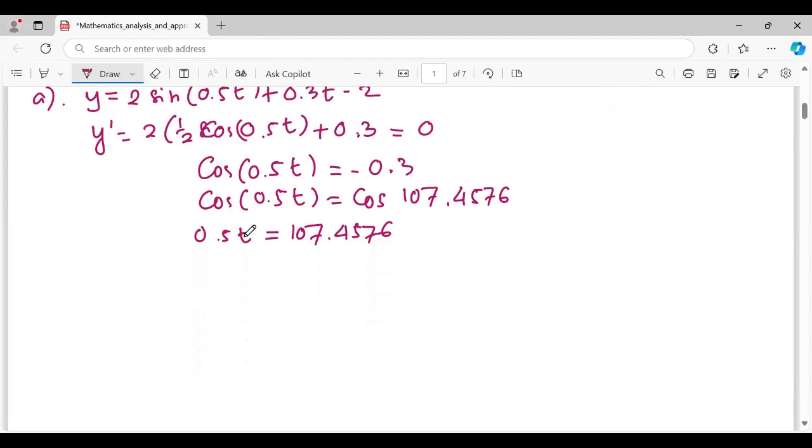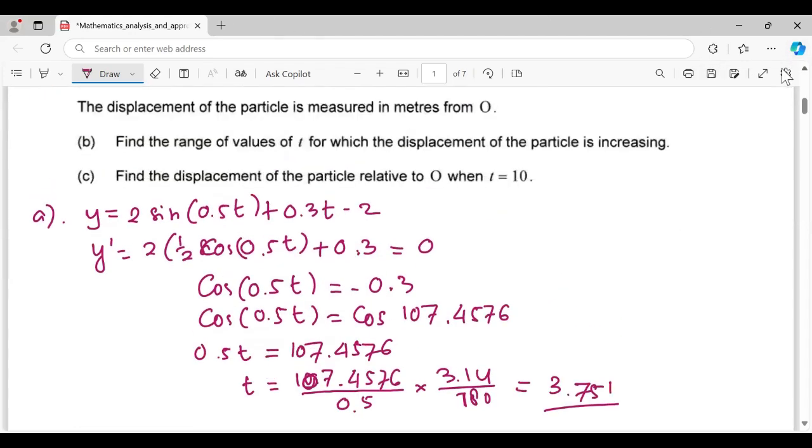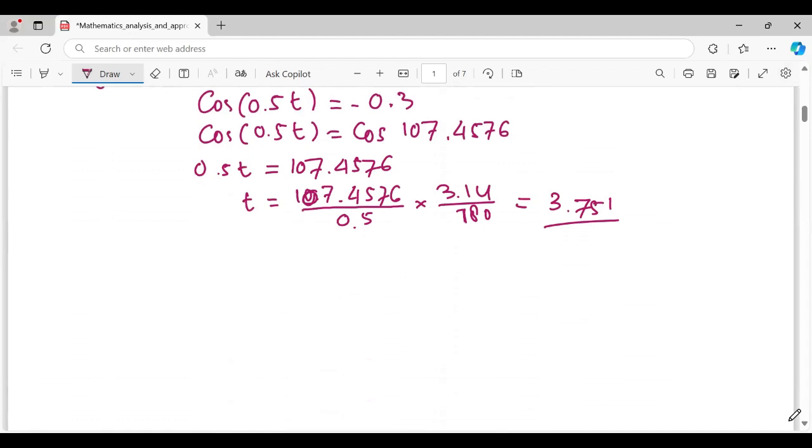I need more space. Next. So now we're going to find 107.4576 over 0.5, times, because we are converting, okay, over 180. And we found the result 3.751. So the particle changes its direction when t equals 3.751. Okay. I would like to write in the conclusion.